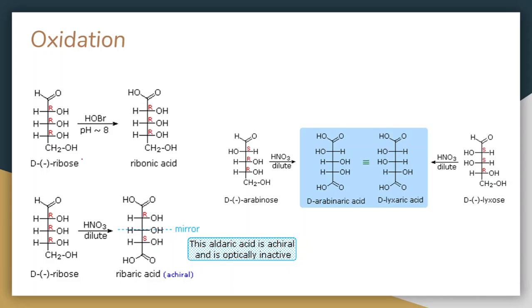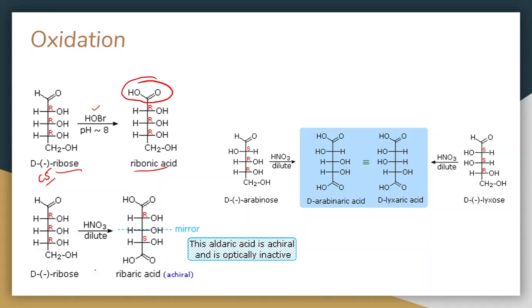Among other reactions, for example, if you see ribose sugar, ribose is a C5 sugar. So here 5 carbon atoms are present. In the presence of HOBr, which is called hypobromous acid, when it reacts with this oxidizing agent, it gets converted into ribonic acid. Over here if you see, there is a carboxylic group. So the aldehyde group is converted into a carboxylic group.